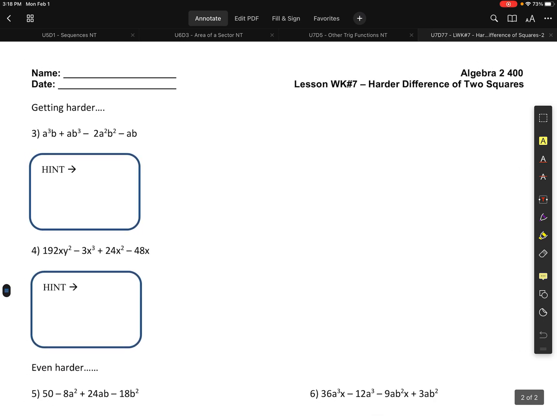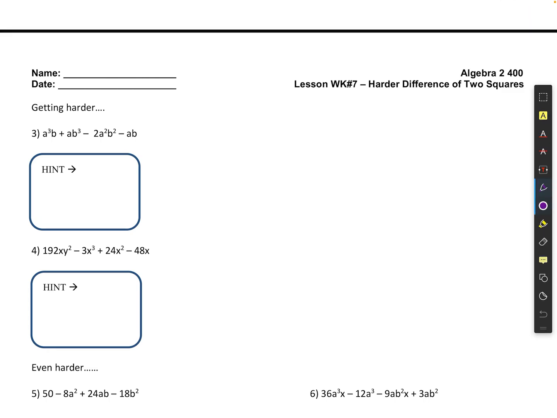All right, getting harder, getting more up to the level we're looking at. So if I'm looking at this problem right here, what's my first rule? First rule of the problem, GCF. So I gotta go with the GCF. GCF of ab, which leaves me with a squared plus b squared minus 2ab minus 1.